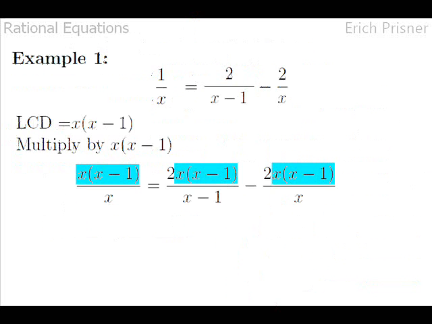So if you multiply our simplified rational equation 1 over x equals 2 over x minus 1 minus 2 over x by the LCD, which is x times (x minus 1), you get x times (x minus 1) over x equals 2 times (x minus 1) over (x minus 1) minus 2 times (x minus 1) divided by x.